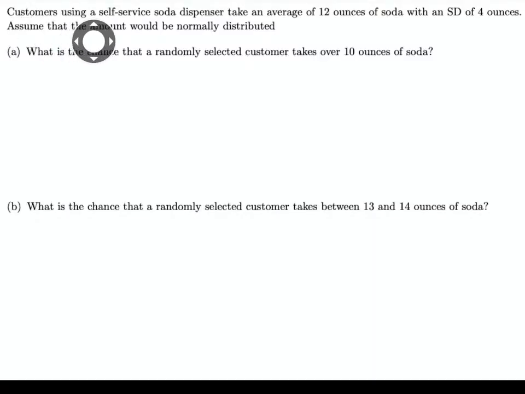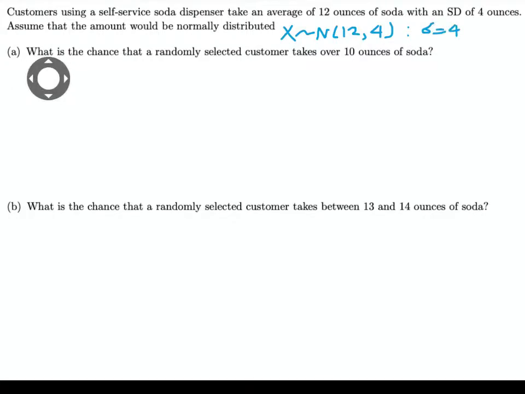Customers using a self-service soda dispenser take an average of 12 ounces of soda with a standard deviation of 4 ounces. Assume that the amount would be normally distributed. Let me take X for the amount of soda. Then X has normal distribution, mean equal 12 and standard deviation equal 4. So standard deviation is sigma.